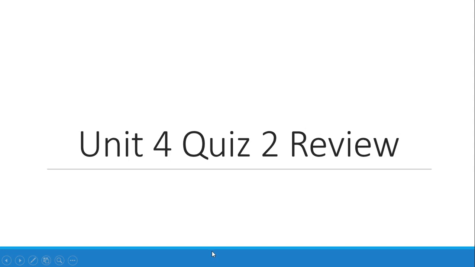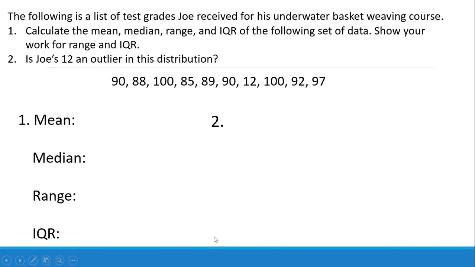Today we will review for Quiz 2 in Unit 4. The following is a list of test grades Joe received for his underwater basket weaving course. Calculate the mean, median, range, and IQR of the following set of data. Show your work for range and IQR.